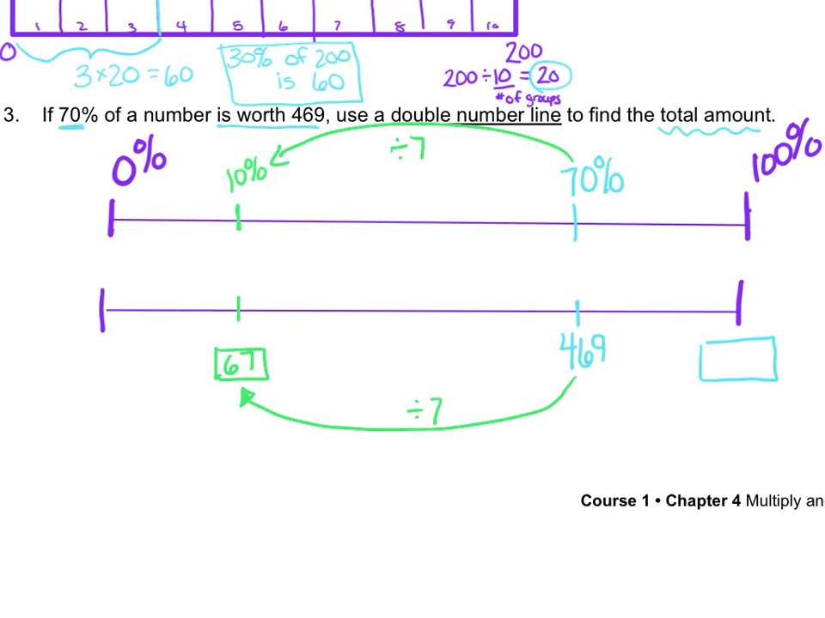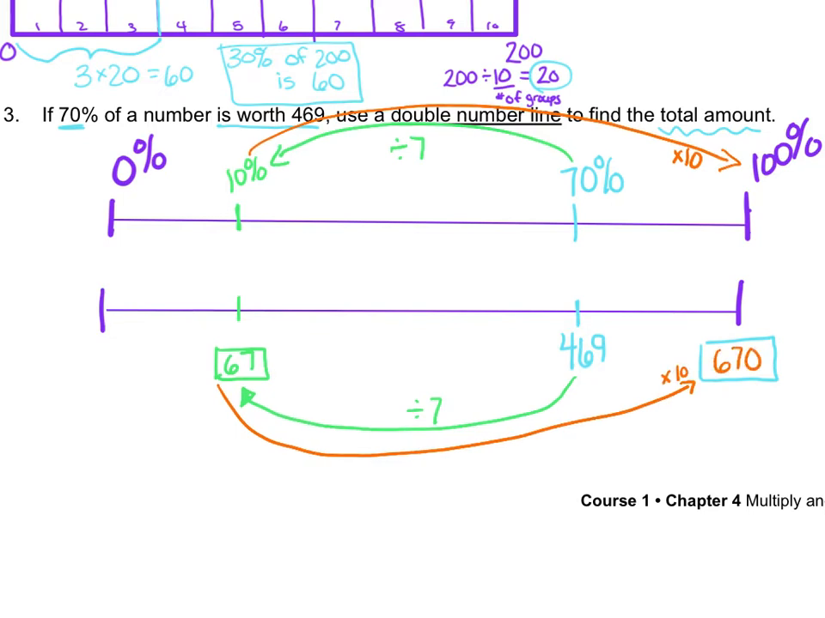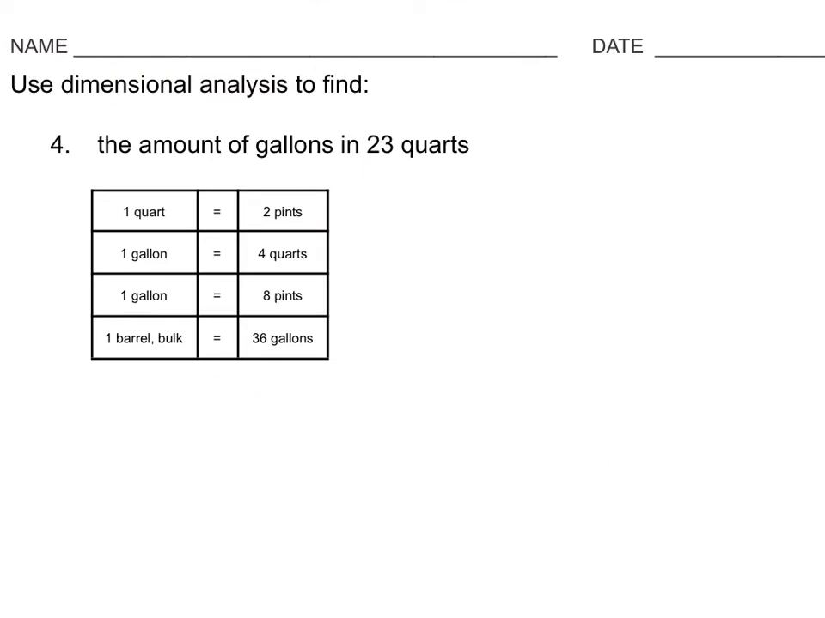And then I still have to get to 100%. So from 10%, I have to get to 100%. So then I would multiply 67 times 10, and that's 670. So that means that my whole is 670. All right, 2 more questions left.